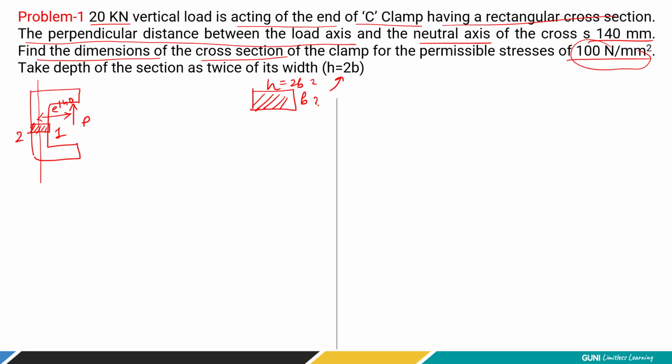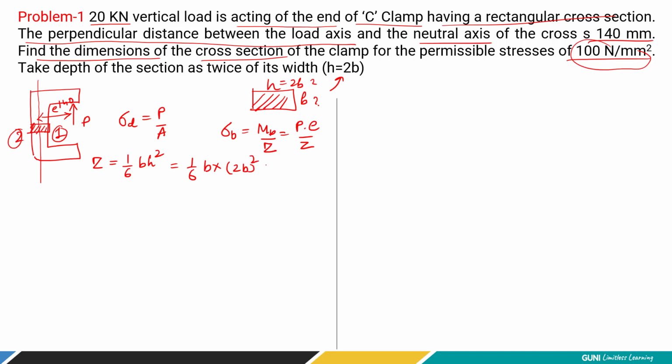Okay, so let's proceed and try to understand the theory. Now here we are going to call this one section 1 and section 2. Now direct stress sigma D is equal to P upon A, and the bending stress is equal to M, bending moment, divided by section modulus Z. So bending moment is simply P into E, divided by Z. Now what is Z? Z value is very simple, 1 by 6 B H square. Here I can take H equal to 2 times B. So 1 by 6 B into 2B square. So it's going to be 4 by 6 B cube. So ultimately it is 2 by 3 B cube, right?